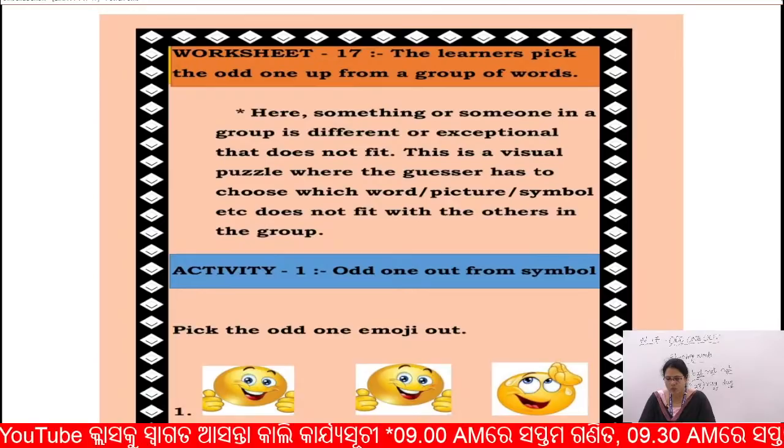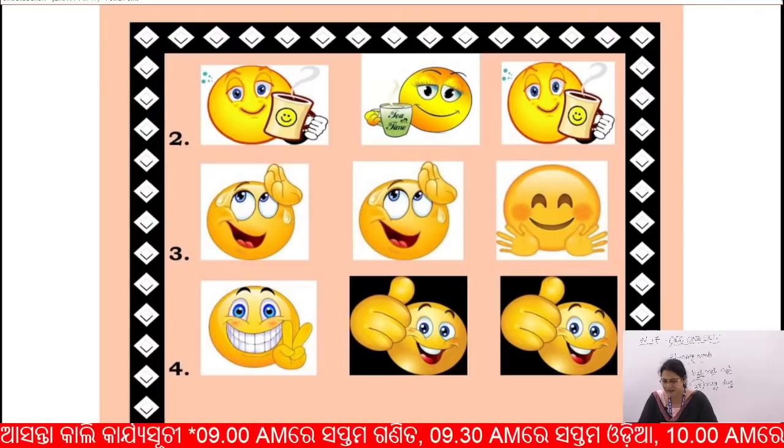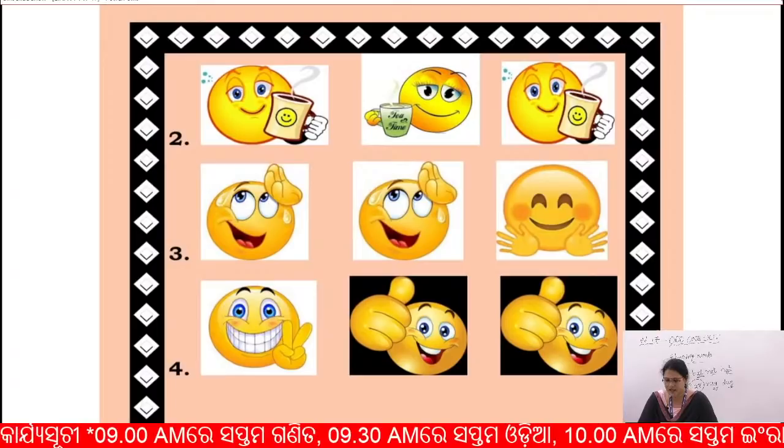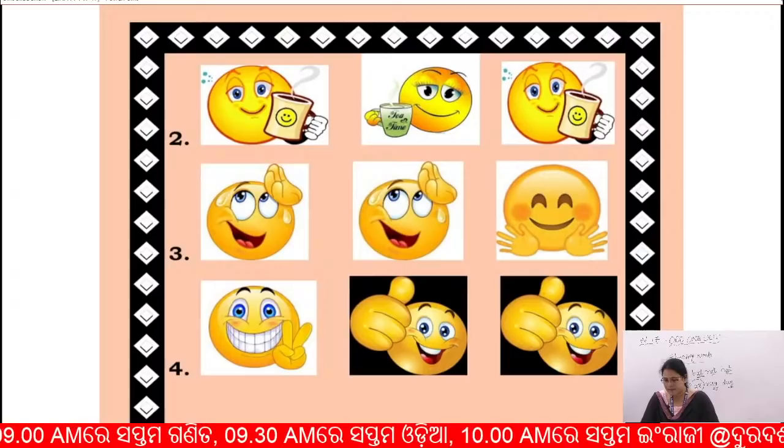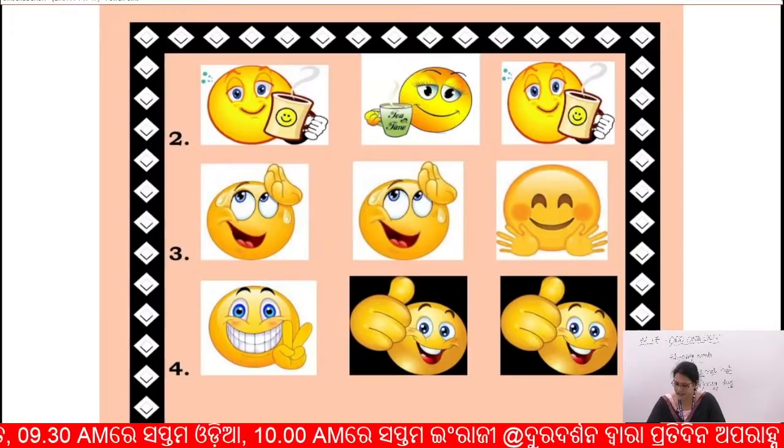Now, students, in question number 2, all are what? Drinking, sorry, tea, right? Students, which one is odd one? The middle one is, right? The first one and third one is same. The middle one is odd one out. In number 3, student, which one is different? Yes, the third one. You can do it very easily. And in fourth one also, you find out on your own, circle it and do the activity.